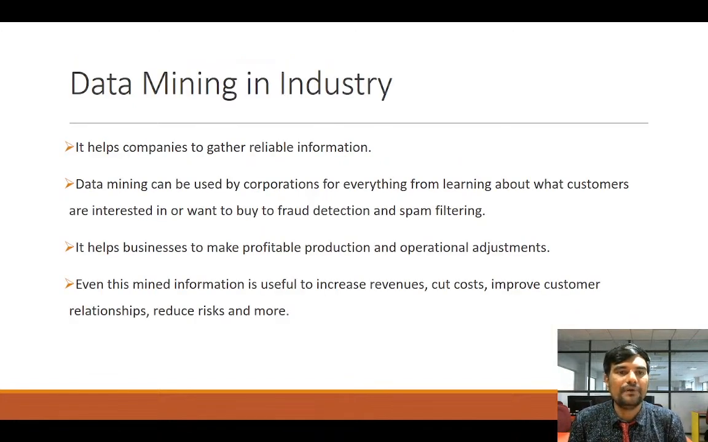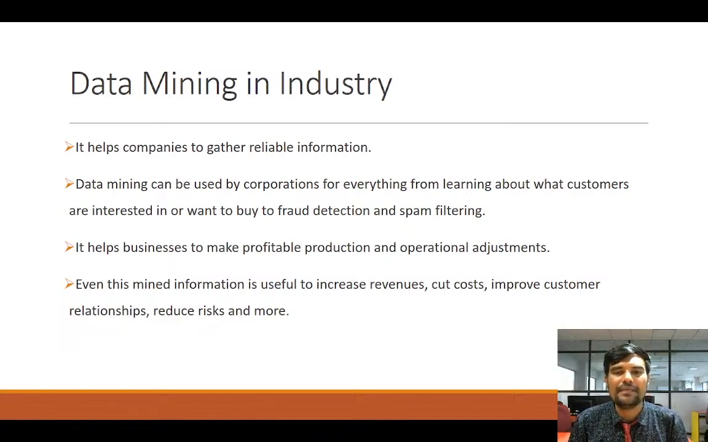Then next we have data mining in industry. How is data mining useful in the industry? It helps companies to gather reliable information. Whenever we have a company, it has a lot of information, maybe in the form of GB or TB. In that case, to get some reliable information, we use data mining techniques, because the data has to be pre-processed and I should get quality data.